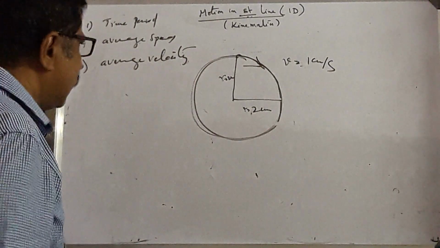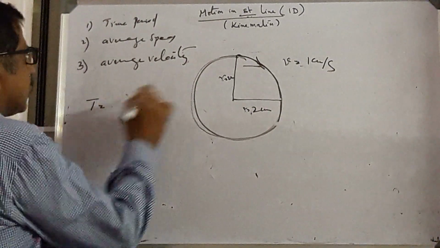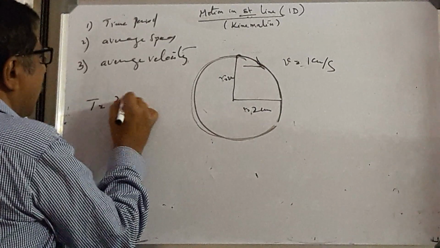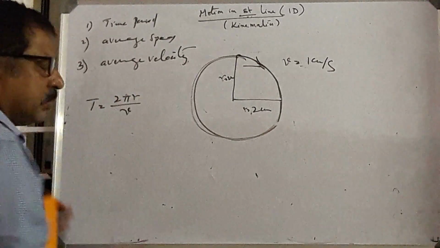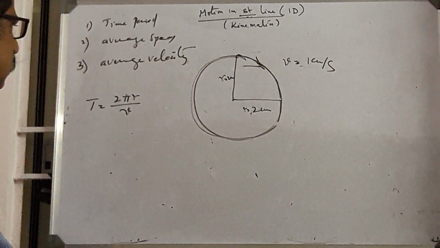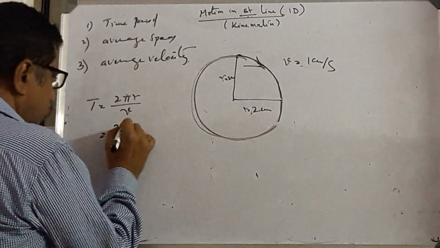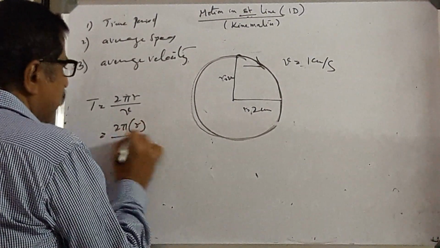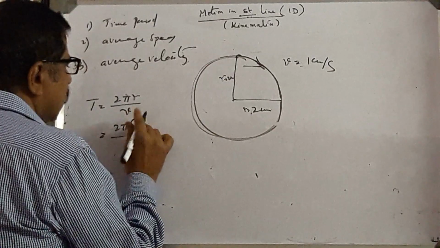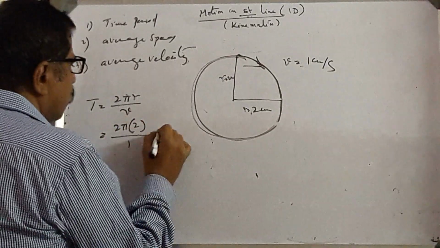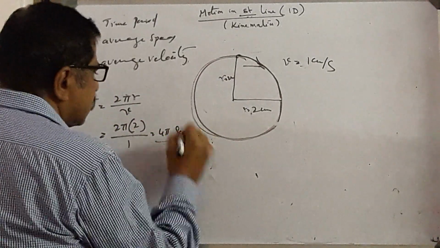First we want to find out the time period. Time period means, for example, in one revolution it covers 2 pi r with speed v. Now it becomes 2 pi r by v, where v is 1. That means r is how much? 2. So it is 4 pi seconds.